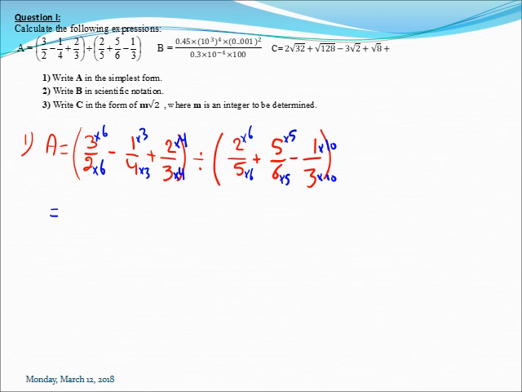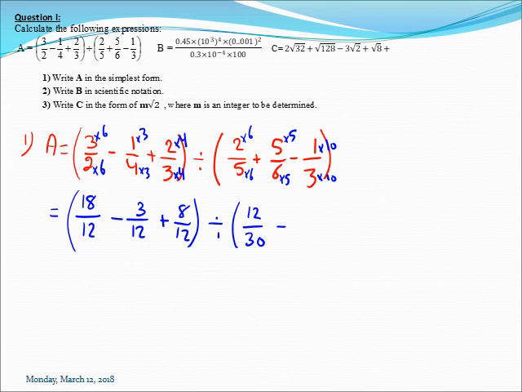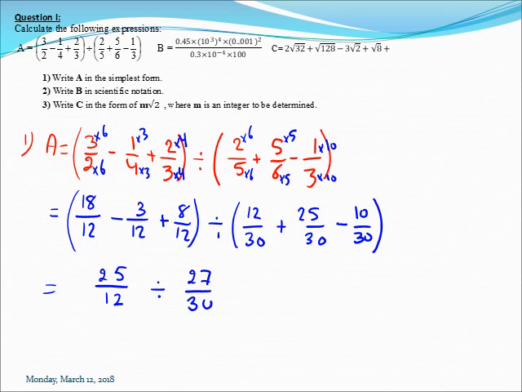It equals 3 times 6, 18 over 12, minus 3 over 12, plus 2 times 4, 8 over 12, divided by 2 times 6, 12 over 30, plus 25 over 30, minus 10 over 30. So 18 minus 3 plus 8 is equal to 25 over 12, divided by 12 plus 25 minus 10, which is equal to 27 over 30.